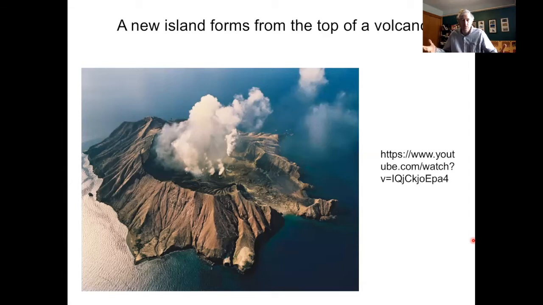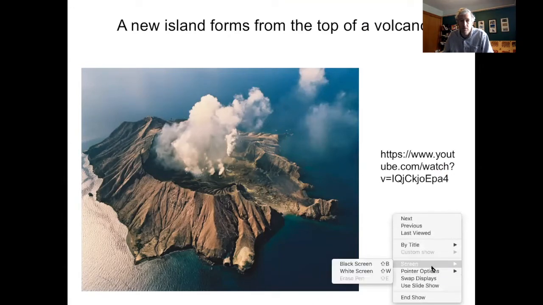So say, for example, we have this situation where this volcano is erupting and erupting and erupting, and eventually it gets so big that the top of it goes through the surface of the ocean, and we get a new island. And this isn't just an abstract concept. This does actually happen a fair bit. I've got a video of it here.